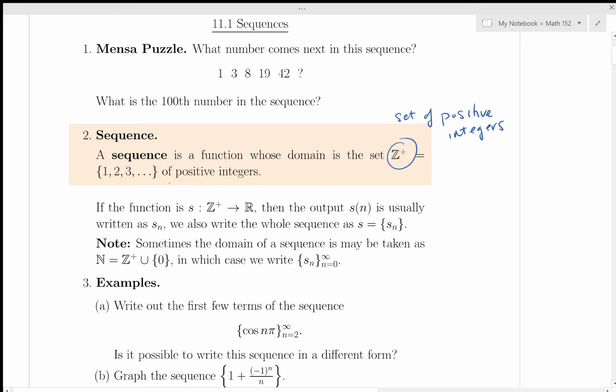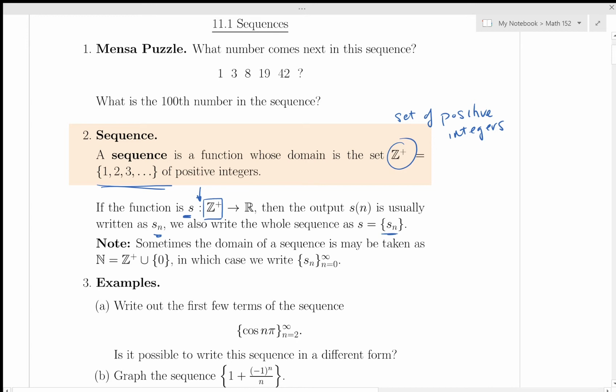So it is the numbers 1, 2, 3, 4, etc. Now we can have a function, which here we're calling s. It maps the positive integers to some real number. For each positive integer, the function produces some real number. Then the output, s of n, is usually written s sub n. And we can also write the whole sequence as the list of the outputs.